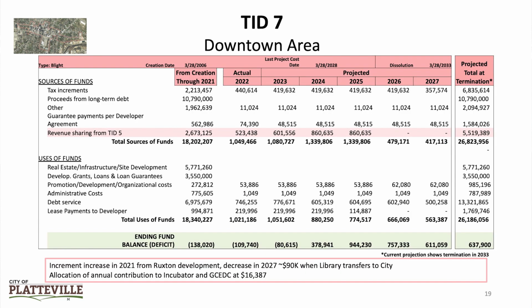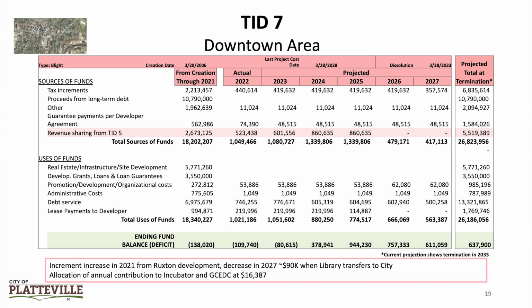So in the actual 2022 column, you can see that the tax increment generated annually here was $440,000 with some guaranteed payments made by the developer. So when we create developer agreements, one of our protections is to have a guarantee built into that agreement. And that guarantees that if the development does not generate the increment that is anticipated and agreed upon by the city and the developer, that the developer will pay the difference. And that's the guarantee.